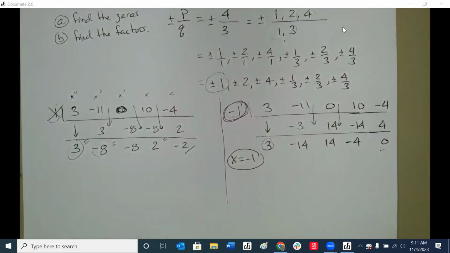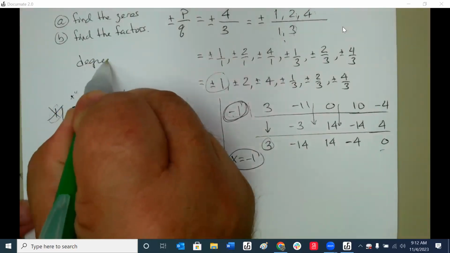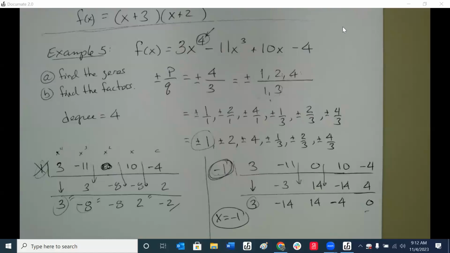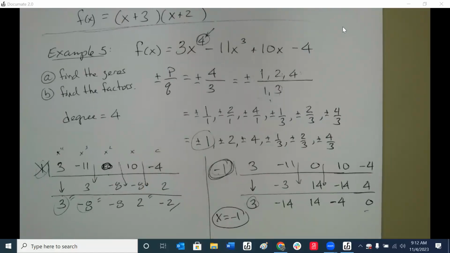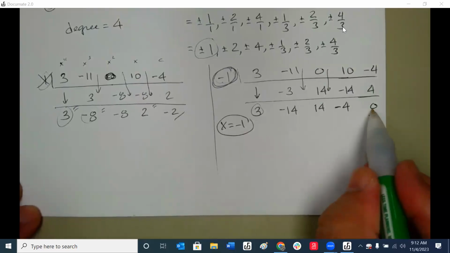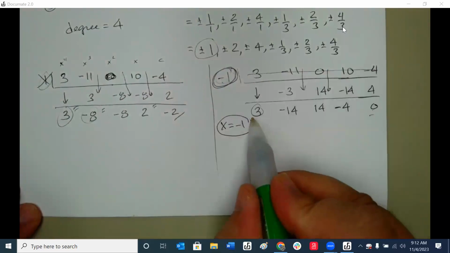How many more do we need? What's the degree? The degree is 4. The degree is the largest exponent of the x's. That tells us we have 4 solutions. We just found 1. We have 3 more to go. Okay, once we find a 0, we're done with this top row. All we have to do now is look at these.